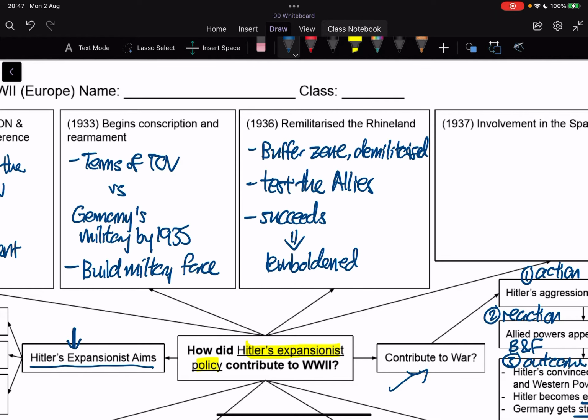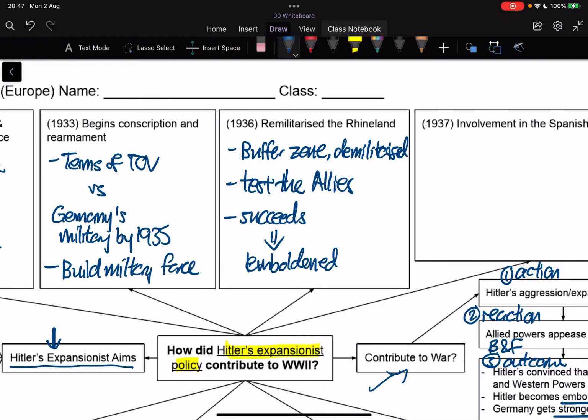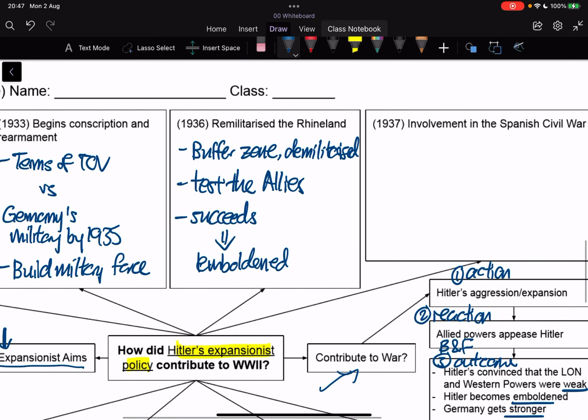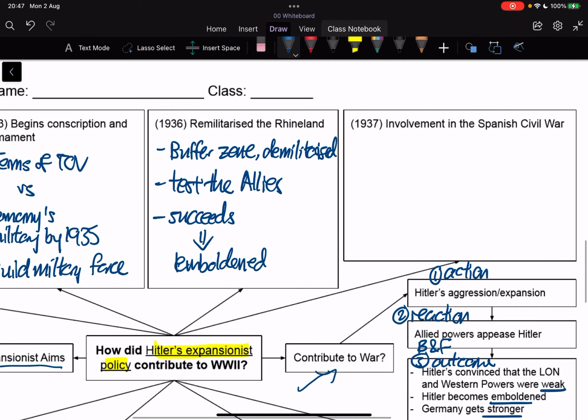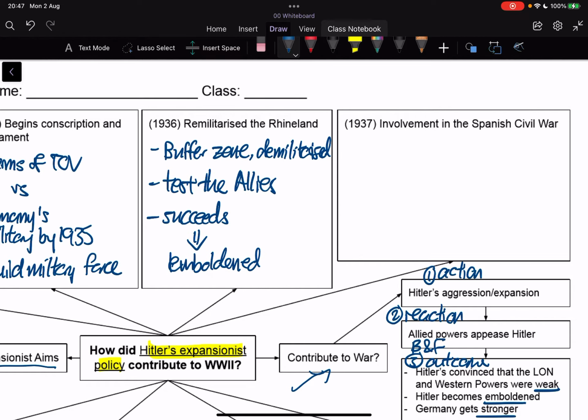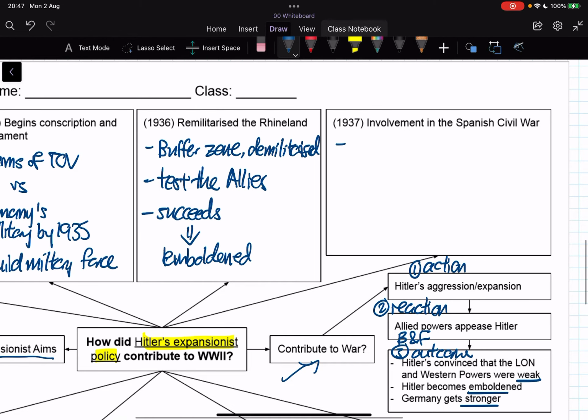That happened in 1936 because the rest of the world, the League of Nations, was being distracted by the Abyssinian crisis, which was ongoing at the same point in time. In 1937, remember that there was a civil war in Spain. That means an internal conflict between the nationalists and the communists, two groups fighting for control.